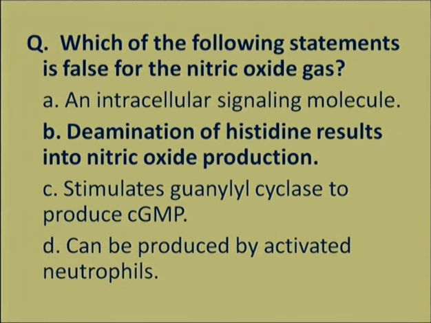Can be produced by activated neutrophils. It is also correct because there is nitric oxide synthetase enzyme present in the neutrophils, because they will be involved in the generation of reactive oxygen and nitrogen radicals. So there also they are involved. So deamination of histidine resulting in nitric oxide production, this option appears to be incorrect or false.